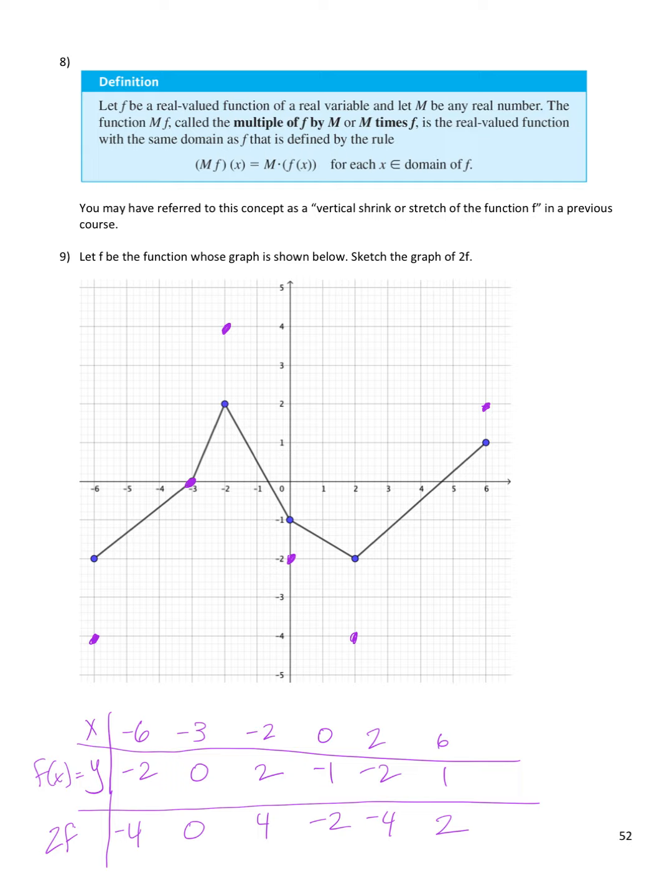And then it's piecewise linear, so I just need to connect the points with lines. And you can see that vertically what happened is that I stretched the graph of f. I doubled it. It's twice as tall. I stretched it by a factor of 2.